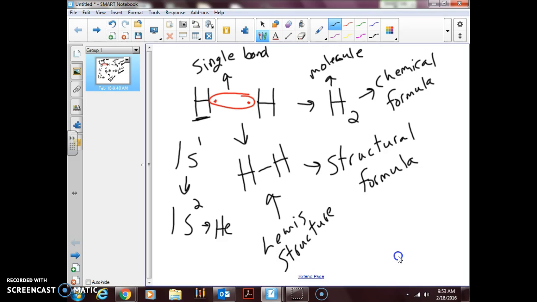Because tomorrow we'll learn about double and triple bonds. How many pairs of electrons do you think would be in a double bond? 2. How many in a triple bond? 3. 3 pairs.